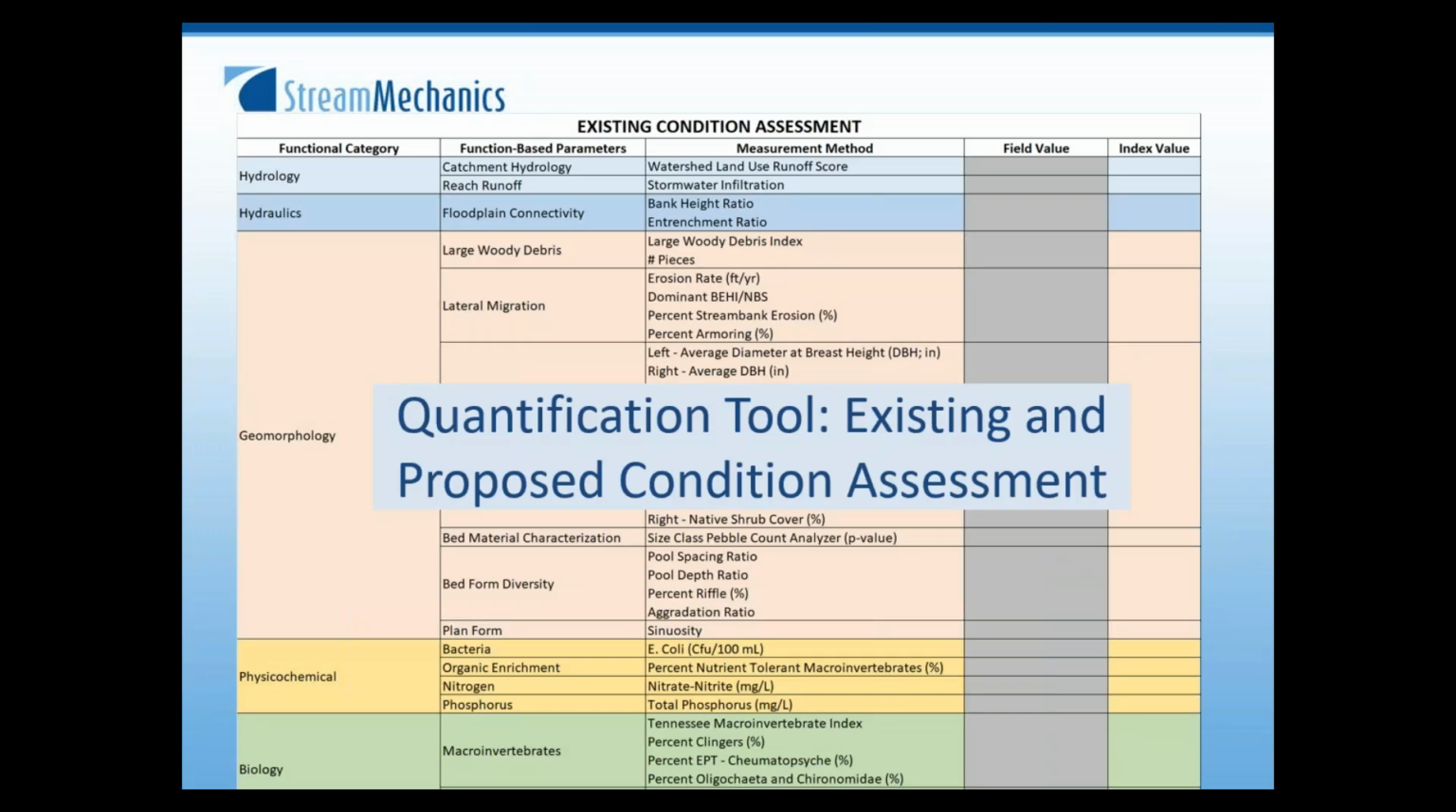Okay, so when you scroll down from that, you'll see an existing condition assessment table. Underneath that, there's an identical table for the proposed condition assessment, and then the user would just add the field value, which is the column in gray, and the tool will return the index value. You'll see that this table is organized by the stream functions pyramid, where you have the functional categories, the function-based parameters, the measurement methods, and then you enter your field value. You do not have to enter a value for every single measurement method. In other words, if you do not enter a value for a measurement method in the field value column, it's simply removed from the tool. It does not create a zero, or it does not hurt your scoring by not having data.